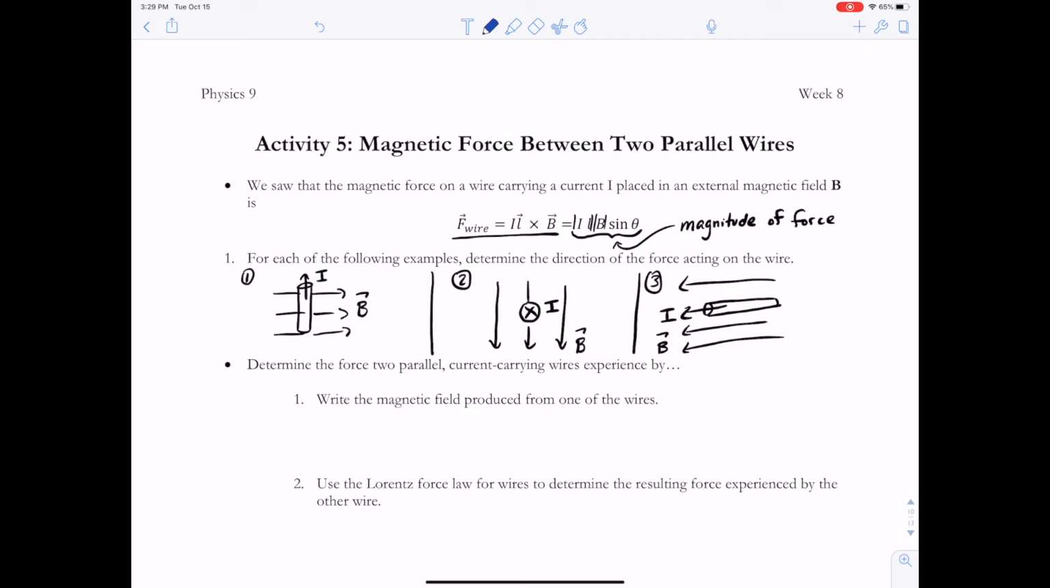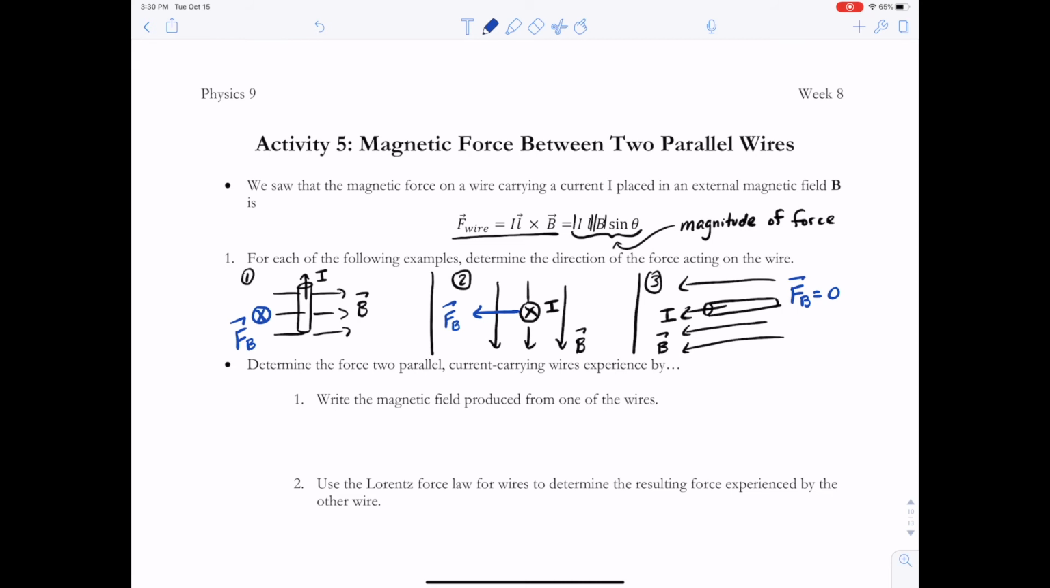Using the right-hand rule for cross product, we find that the magnetic force on a wire with current directed up the page placed in a magnetic field directed to the right is into the page. In example 2, if the current is directed into the page and the magnetic field is down, the right-hand rule for cross products tells us that the magnetic force is directed to the left, and in the last example, the magnetic force is actually equal to 0.